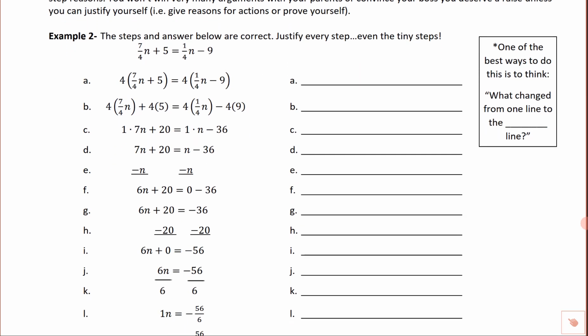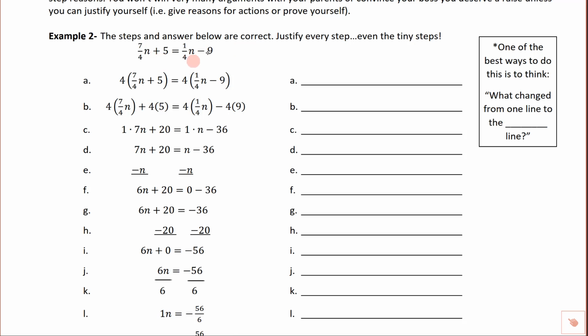So let's take a look at this first example right here. This is example number 2 in part 2. You'll notice that we've got a bunch of blanks here. This looks like a total mess, looks absolutely awful, but basically what we're doing is we're just showing the steps to solve this equation. Now, yes, this does have some fractions in it, so that might be a bit of a mess, but all we're supposed to do here is just justify every single step, even the tiny steps. And you'll notice that it says that the steps here and the answer are correct. So we don't have to worry about what to do next or whether the answer is going to be right when we get done with it. All we're supposed to do is just provide the reasons or the justification for each one of those steps.